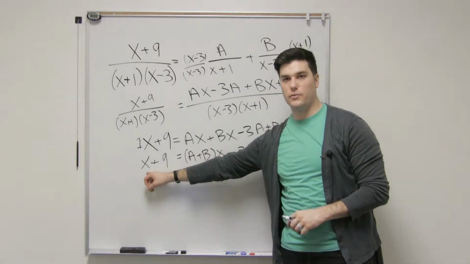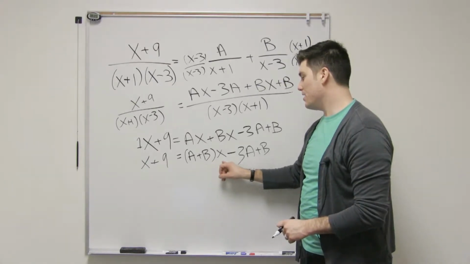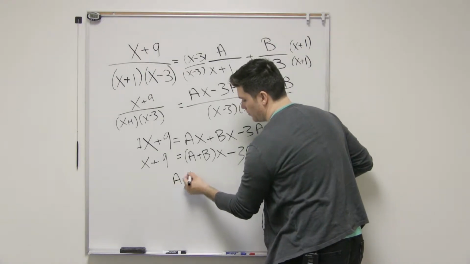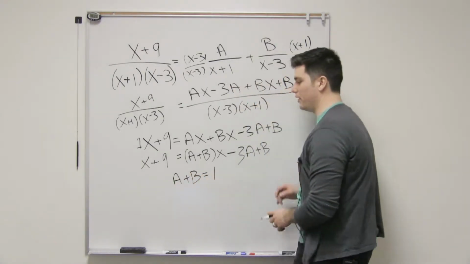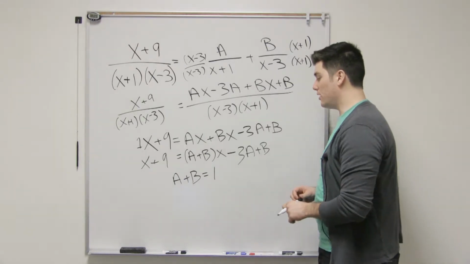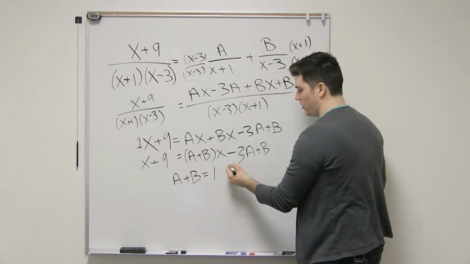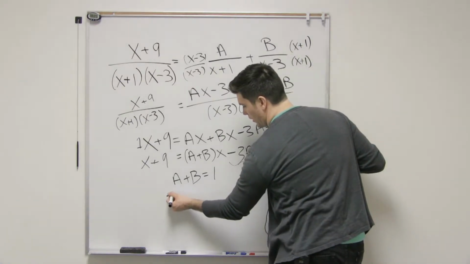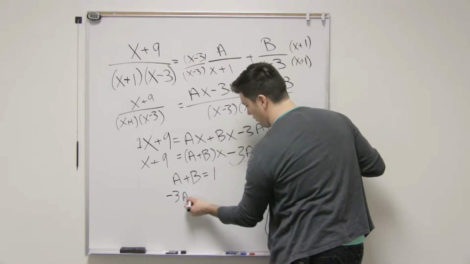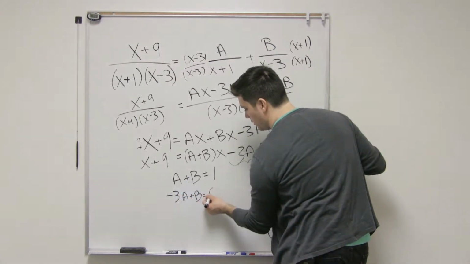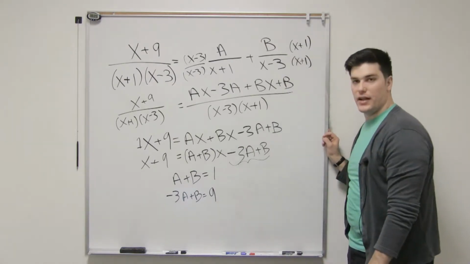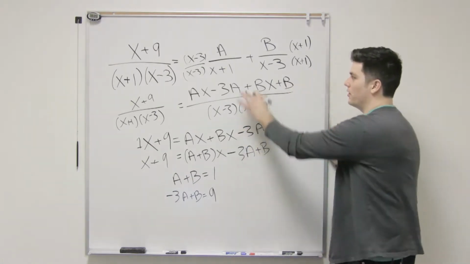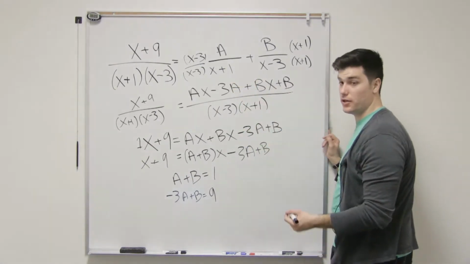Now we look at the number of x's on each side. As we said, this side only has one x, and this one has an a plus b x. In order for those to be equal, a plus b needs to equal 1. And then we look at the constant. We have a 9 over here, and these two terms are both lacking an x, so we can say that negative 3a plus b equals 9. And we can now solve this system for a and b and find out what they are and plug them back in where we started.